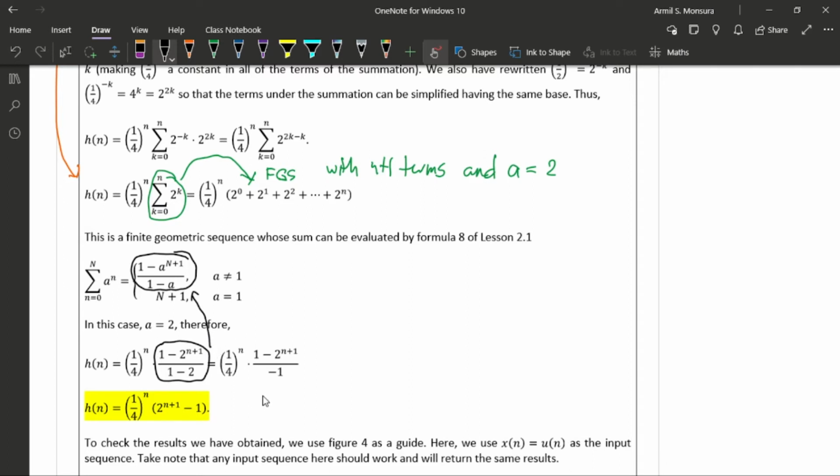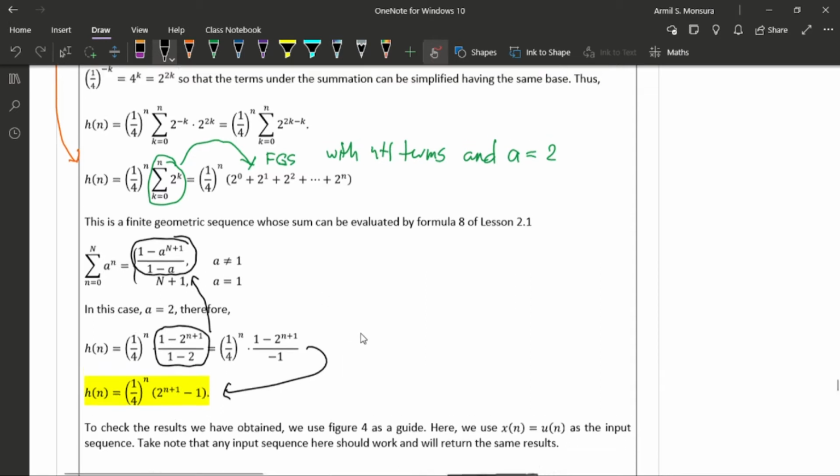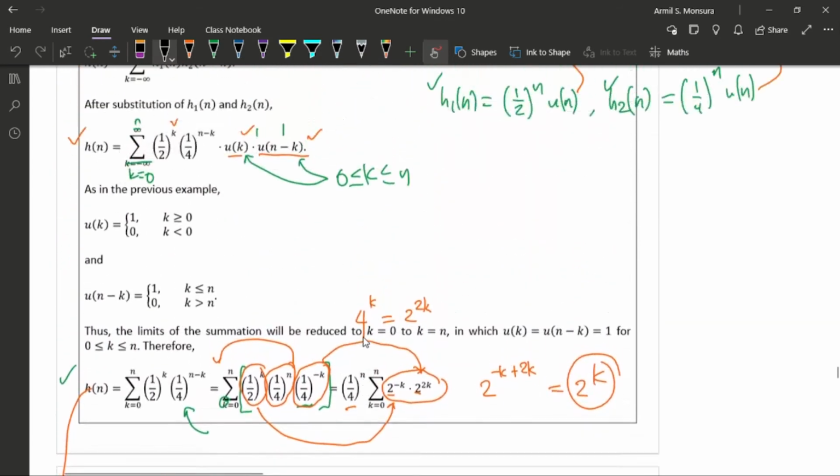Okay? Which when we rewrite the expression on the right side, on this side, will lead us to this reduced equivalent expression. Okay, so wala naman tayo siguro ma-simplify pa dyan. So just simply h of n is now 1/4 raised to n multiplied to 2 raised to n plus 1, minus 1.